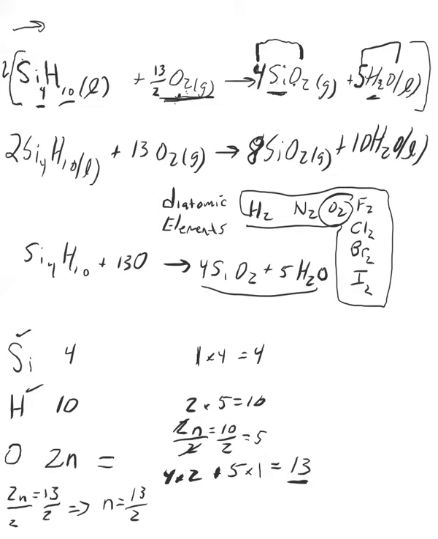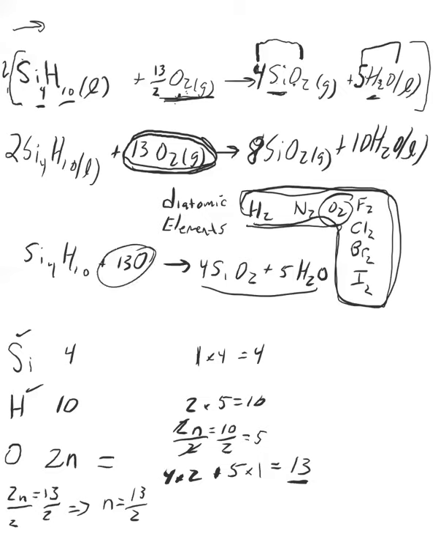But in nature, these elements are diatomic. They don't exist as monatomic elements. They exist as diatomic elements. It's an interesting aspect of these nonmetals. Because of that, instead of being 13, it's 13 halves, which leads you to having to multiply the whole equation by 2. So it'd be easier if it was like that, but it's just the nature of things. This is the structure of these elements. Okay. All right.